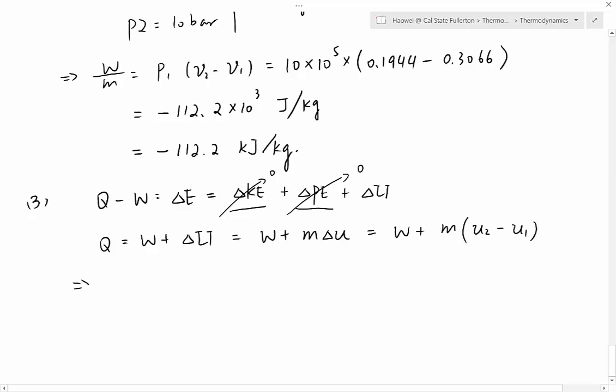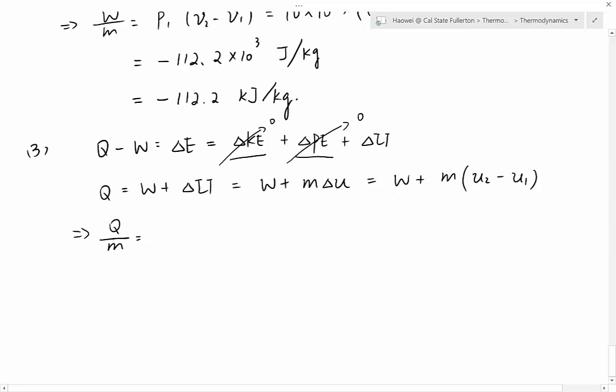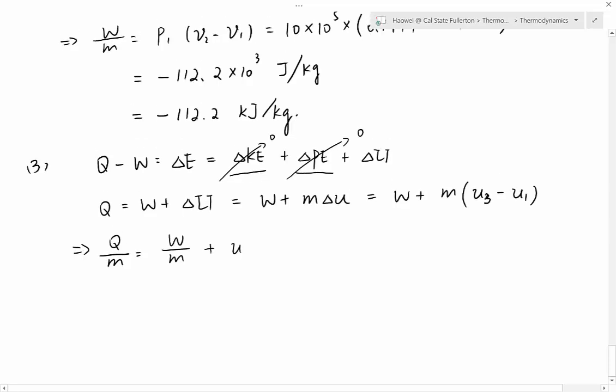And then finally, the question asks for Q per unit mass. So we divide every term by mass. Right-hand side first term becomes W per unit mass. Second term is plus u, oh, not u2, right? Be careful here because the final point is number 3, not number 2. We're talking about the whole process, 1, 2, 2, 3. So the initial point is 1 and the final is number 3. So it should be u3. Then divided by mass, it becomes u3 minus u1.